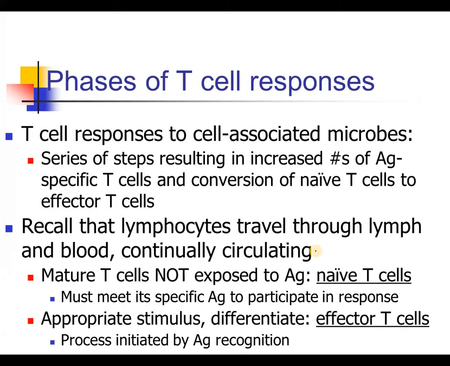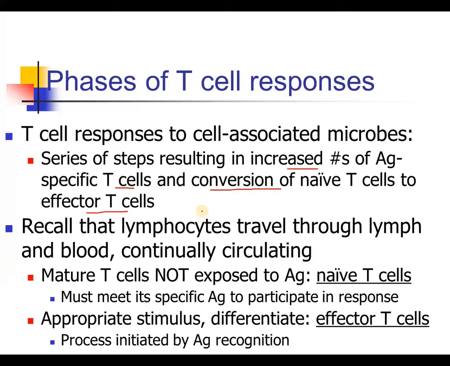With regard to how T cells respond, the T cells have responses to cell-associated microbes. As you know, this occurs in certain phases. The first would be clonal expansion, where you get a series of steps resulting in increased numbers of antigen-specific T cells, and then conversion of these naive T cells to effector cells, so proliferation clonally, and then differentiation.